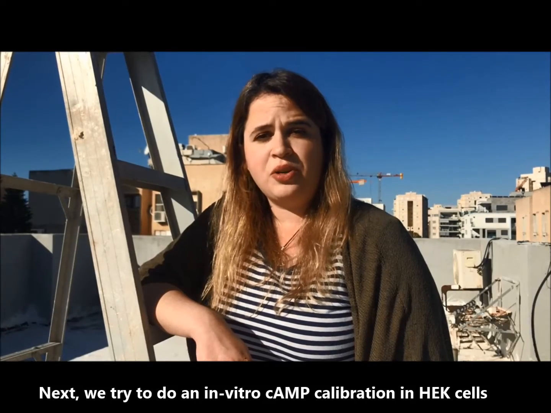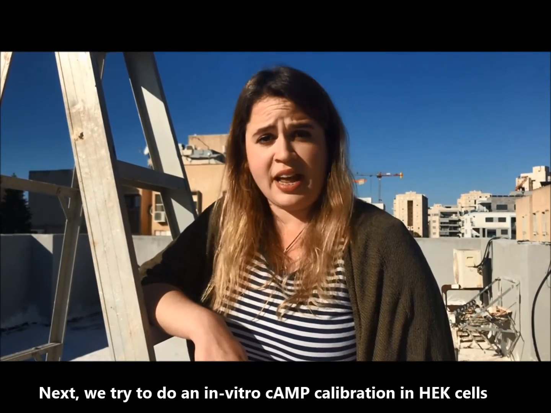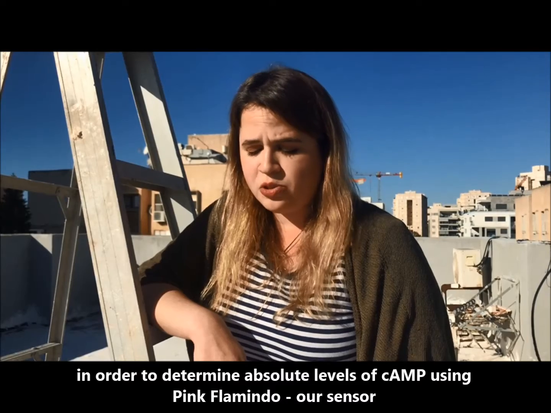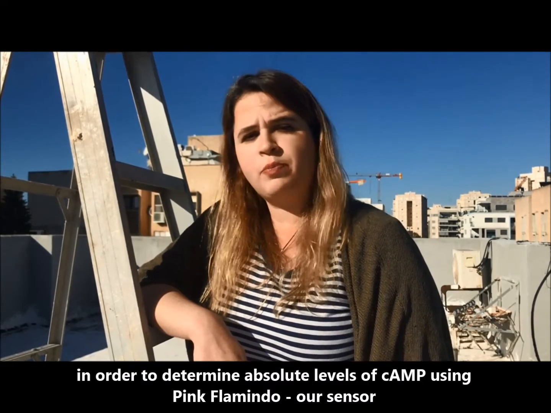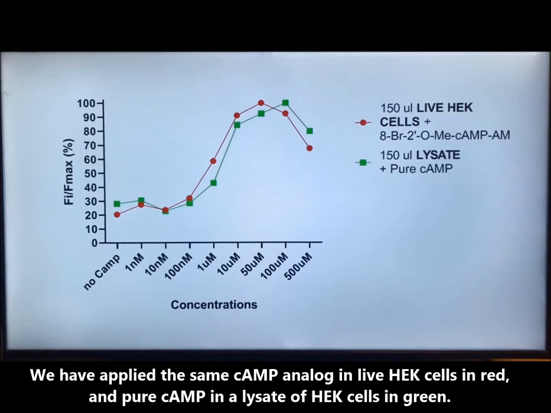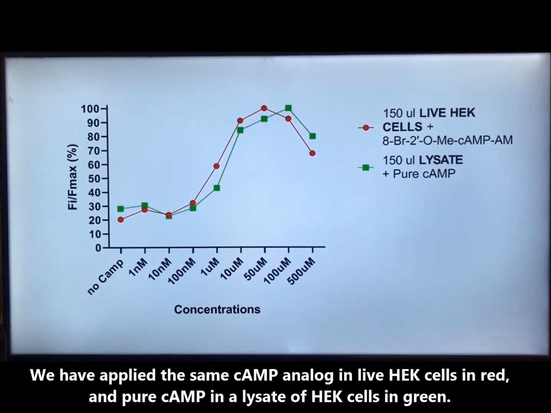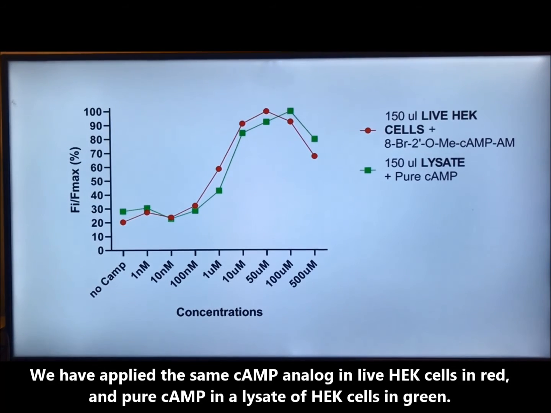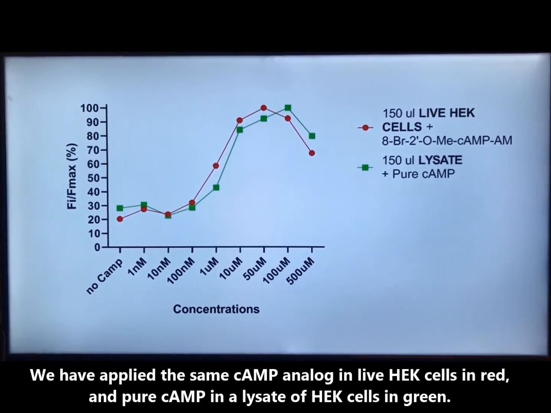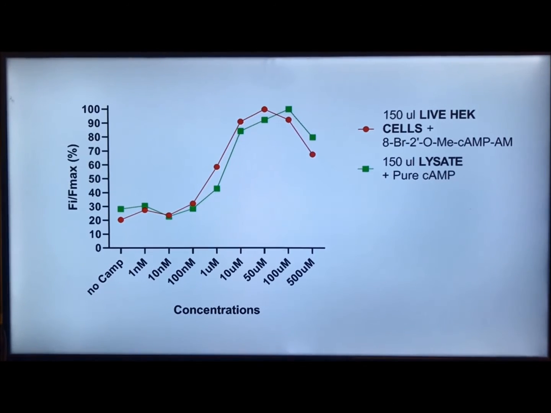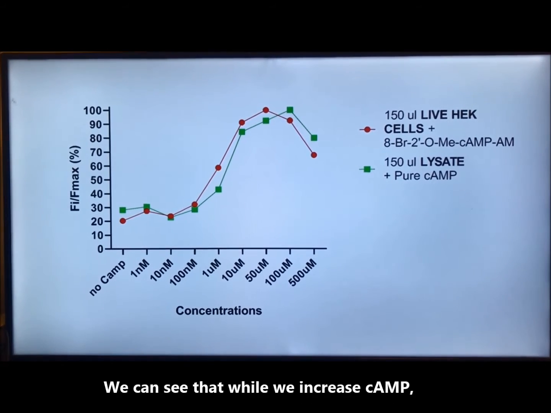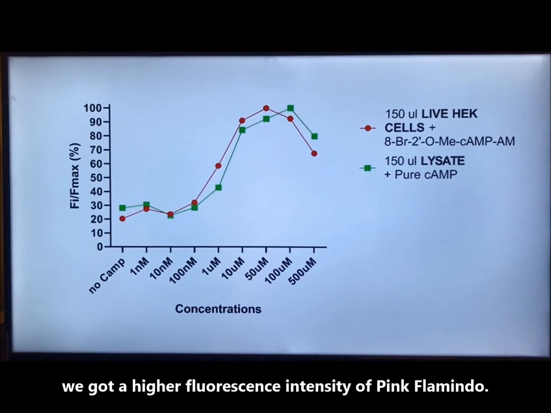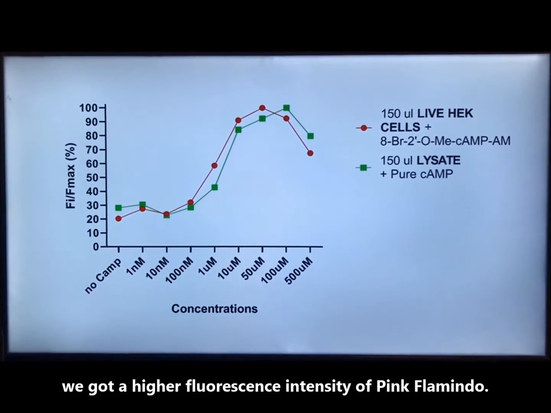Next, we did an in vitro cyclic AMP calibration in HEK cells in order to determine absolute levels of cyclic AMP using Pink Flamingo, our sensor. We applied the same cyclic AMP analog in live HEK cells, in red, and pure cyclic AMP in a lysate of HEK cells, in green. We can see that while we increase cyclic AMP, we get a higher fluorescent intensity of Pink Flamingo.